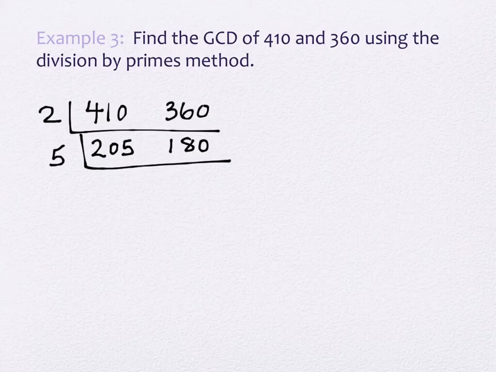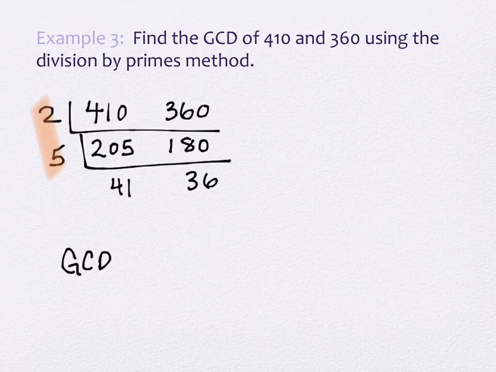Yes, they do. So what is 205 divided by 5? 41. And 180 divided by 5? 36. And we encountered the number 41 on your homework from last time. 41 is a prime number. So unless 41 divides 36, which clearly it doesn't because it's bigger, we can't go any further. One's prime, one's not. So the numbers that I divided by, when I multiply them back out, are my greatest common divisor.